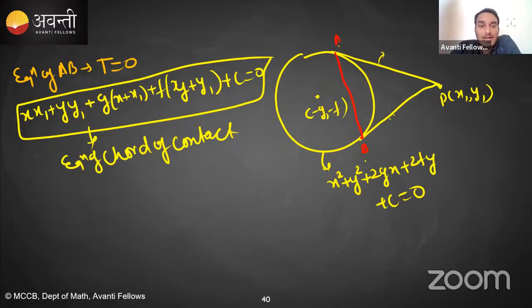So you have to just remember the result: the equation of chord of contact can be given as T is equal to 0. What is T equal to 0? It is the equation of tangent, assuming the point P is lying on the circle. But point P is not on the circle, so it will not give you the equation of tangent. In that case, it will give you the equation of chord of contact.